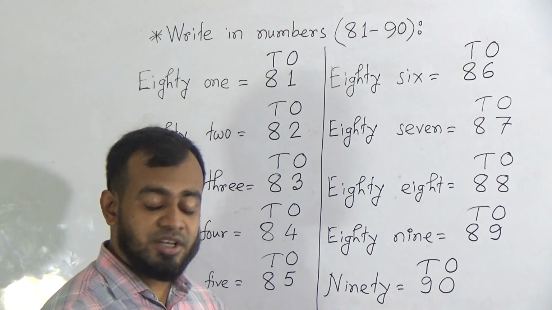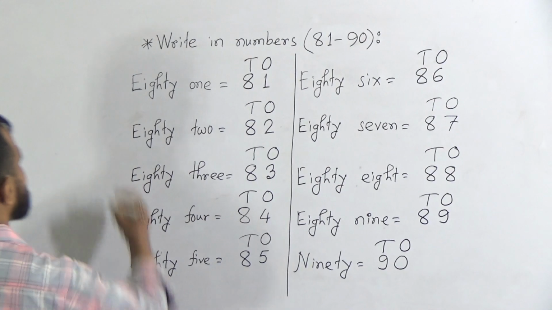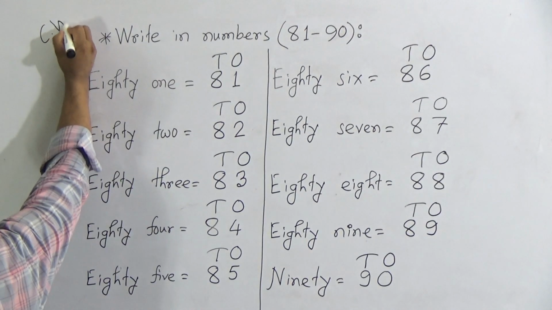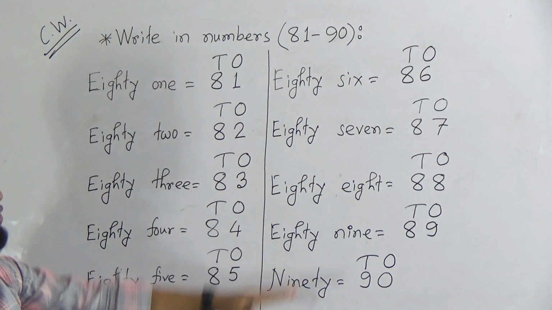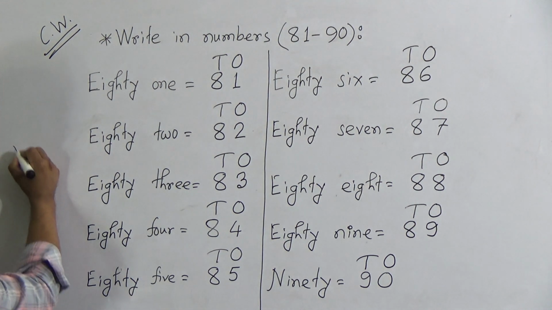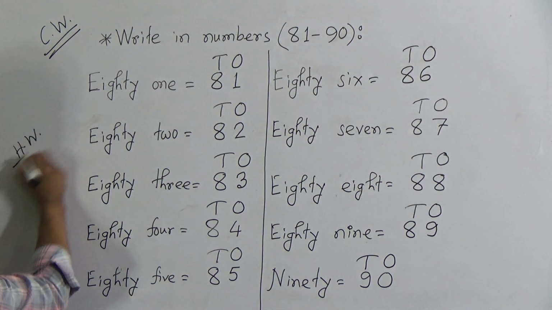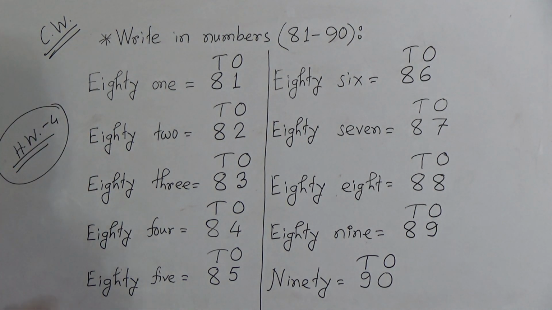Dear students, I hope you have understood, and you have the homework. This is your CW, and this will also be your HW. That means this portion needs to be done as your HW in your HW copy. What is your HW number? HW number is 4. Mention the HW number in your HW copy and do the HW properly.